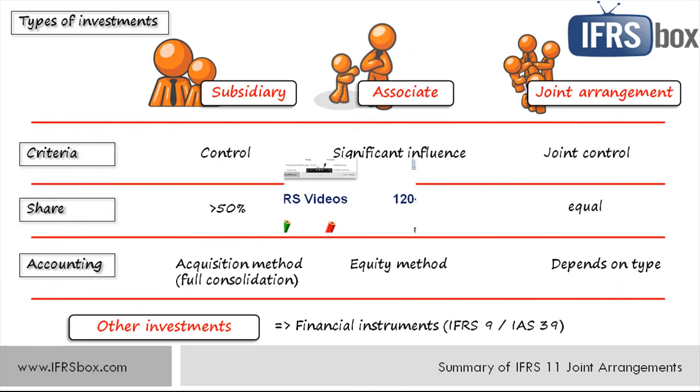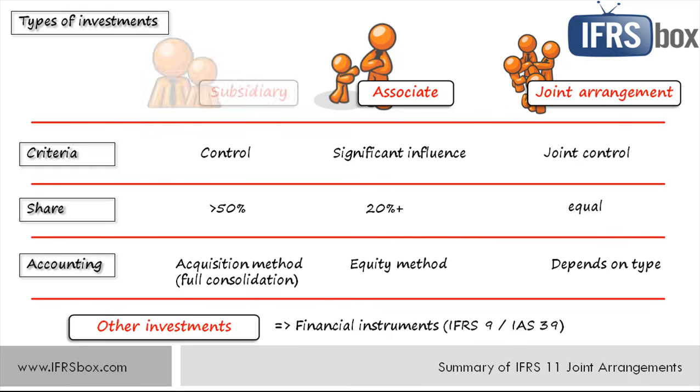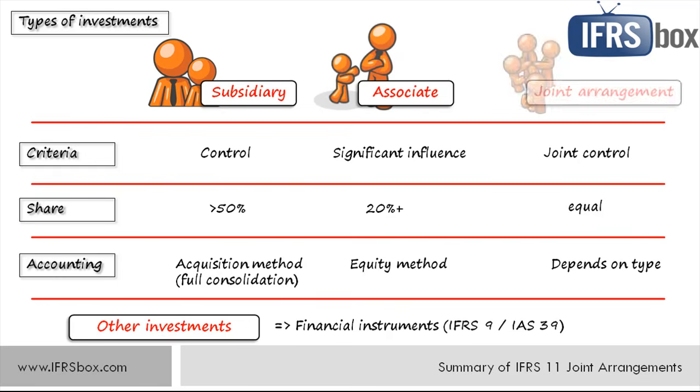We have already seen this scheme in my other videos about the consolidation. It's a summary of all kinds of investments that an investor can make. An investor can buy a subsidiary with a control evidenced by more than 50% share, well, not necessarily, and then the full consolidation method is applied. Then investors may invest in an associate where the significant influence is present, or in some joint arrangement, which is joint venture or joint operation. And here the basic criterion is joint control. And then there are any kinds of other investments which are financial instruments.